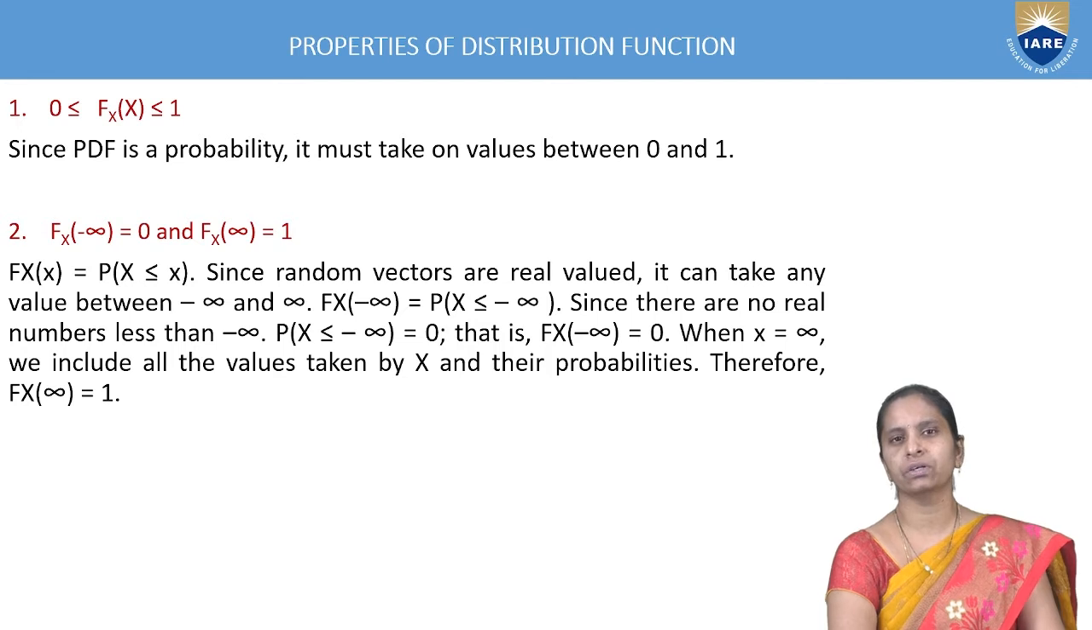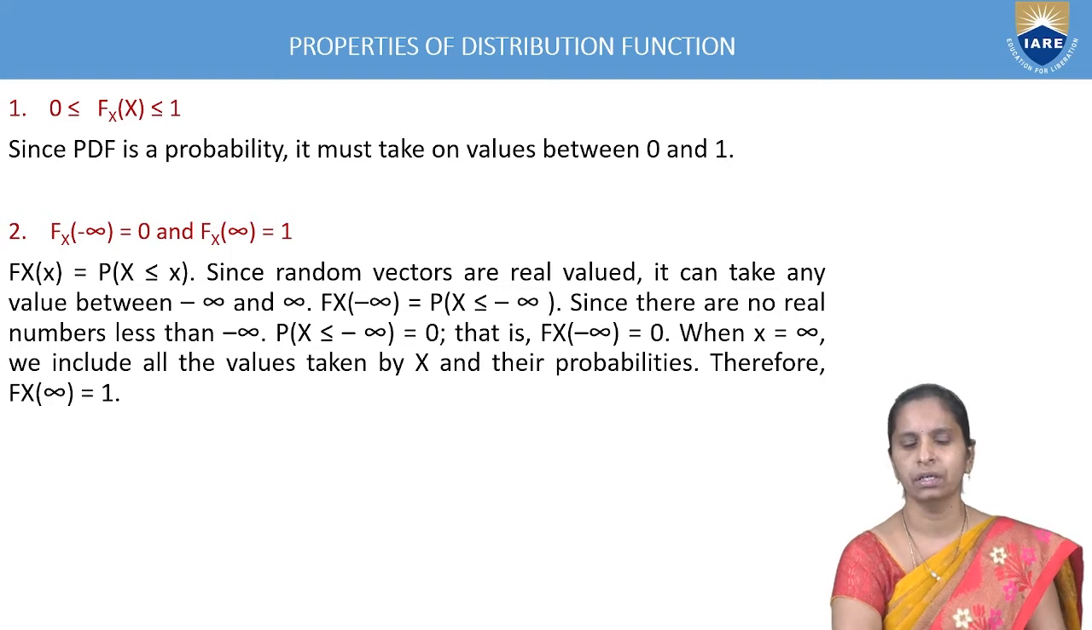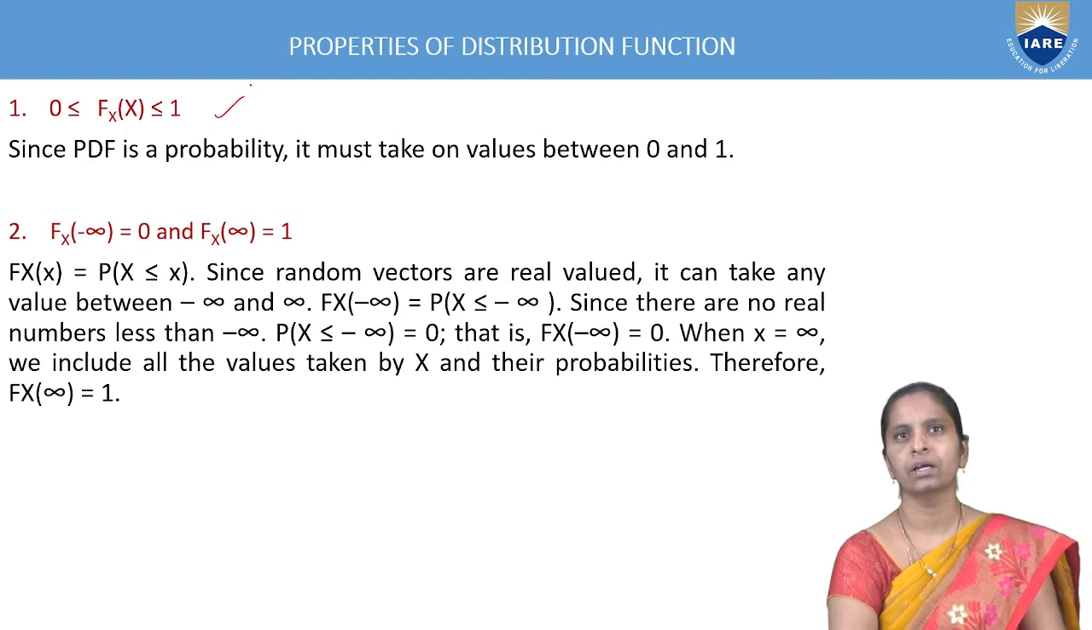So we have seen the definition of the probability distribution function. Once again, we will revise that. The probability distribution function is defined as the probability of the event X is less than or equal to x. So let us see the properties of the probability distribution function. The first property is 0 less than or equal to F_X(x) less than or equal to 1. So what does it mean? The probability distribution function always lies from 0 to 1. That is, the minimum value is 0 and the maximum value is 1.